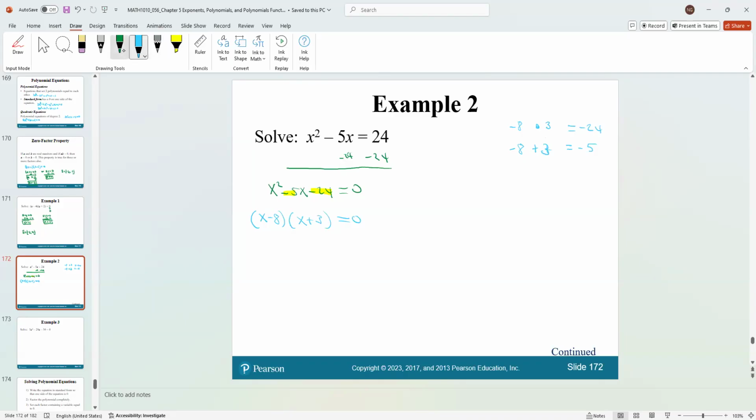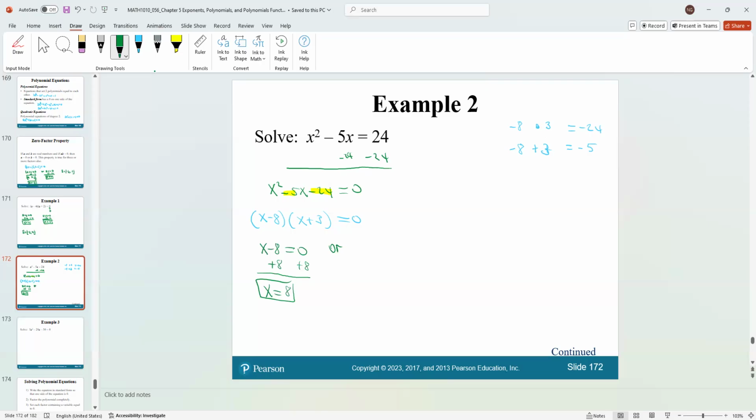Now, we're not done. We just factored the trinomial. Our goal is to solve the equations. In order to solve the equations, we definitely need to set each of them equal to 0, meaning x minus 8 equal to 0. If you add 8 to both sides, it would give you x equal 8. That's your first answer. Then we go with the second parenthesis.